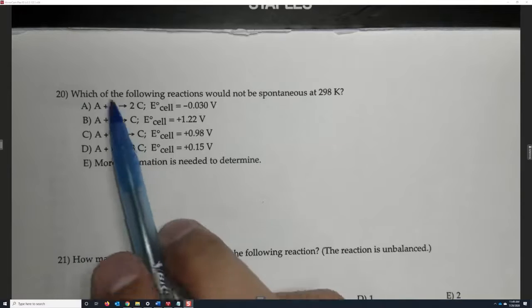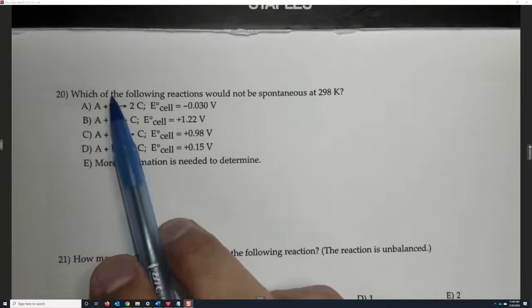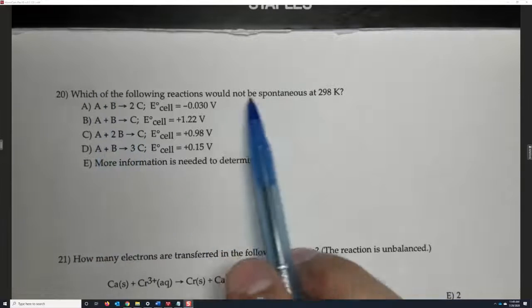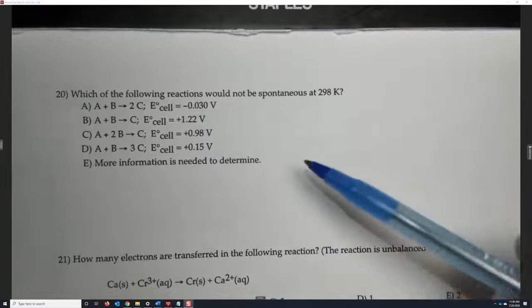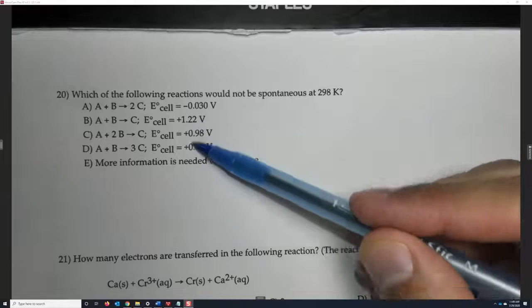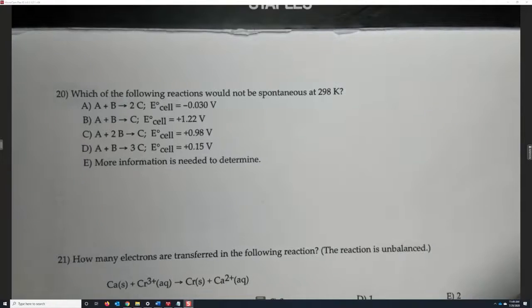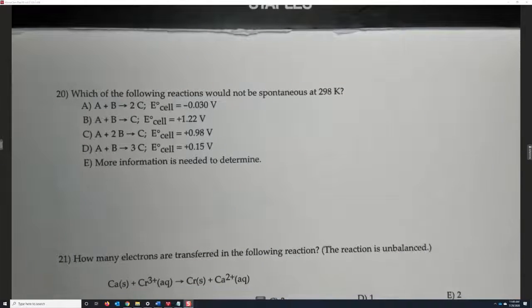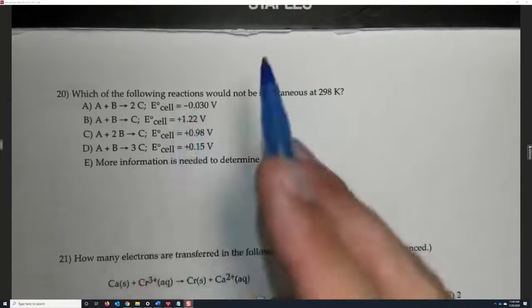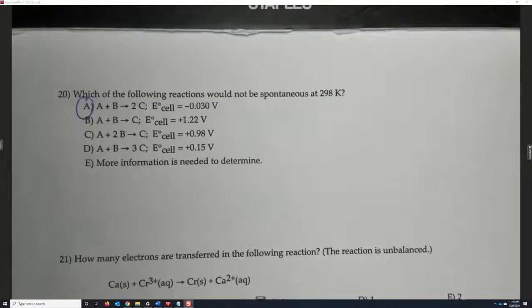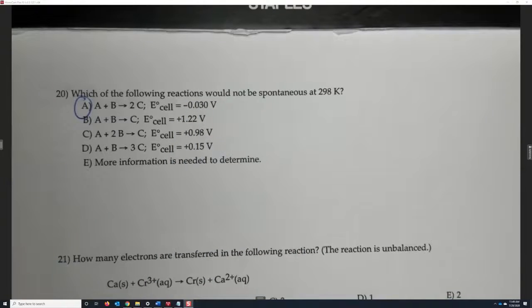Question number 20 is very similar to question number 19. It says, which of the following reactions would not be spontaneous at 298 K? If E cell is positive, the reaction is spontaneous. If delta G is negative, the reaction is spontaneous. Or if K is much greater than 1, the reaction is spontaneous in the forward direction, or said another way, the products are favored. So in this case, if you have a negative delta E value, this reaction is not spontaneous, which answers this question.